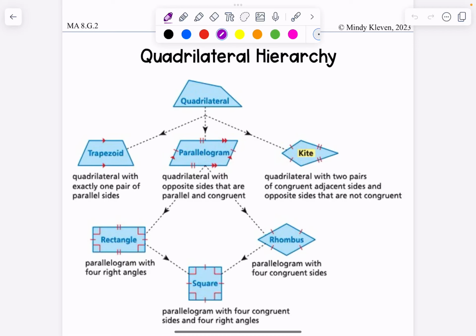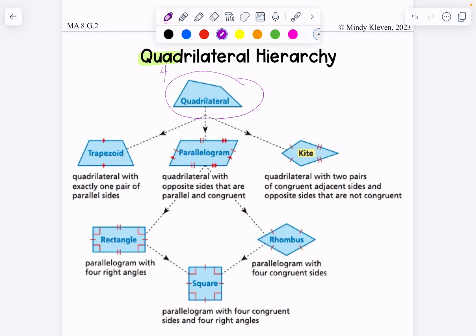Hi, 7th graders. We're going to talk about quadrilaterals today. So quadrilaterals, that base word or root word quad literally means four. So quadrilaterals are any four-sided polygon, so a closed shape that has four straight sides. So we could just have a four-sided shape and we just call that a quadrilateral.